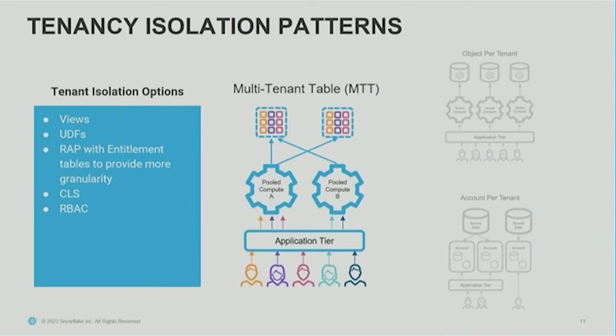From the isolation side of the story, we have three as well. So everything comes in threes here. We have the multi-tenant tables, where the app consumers or tenants share the same table, but Snowflake uses views, UDFs, row access policies, column level security, and RBAC as well to provision the isolation between tenants. And you might notice in this model that the compute is pooled and shared between different tenants.